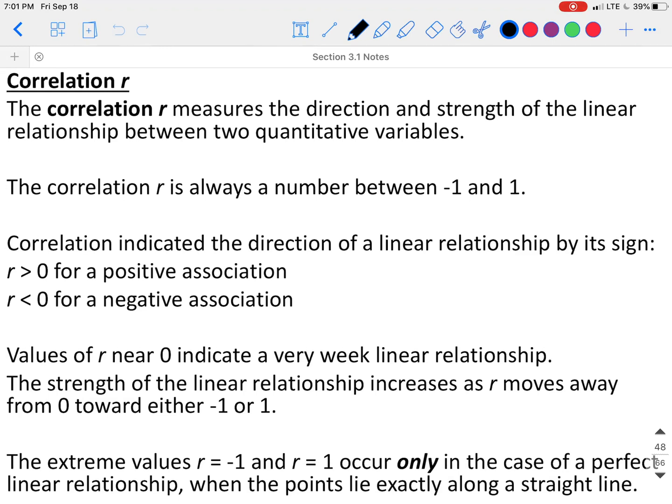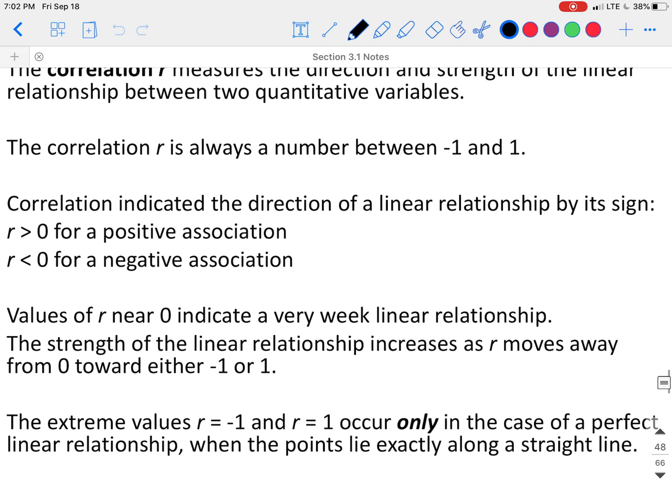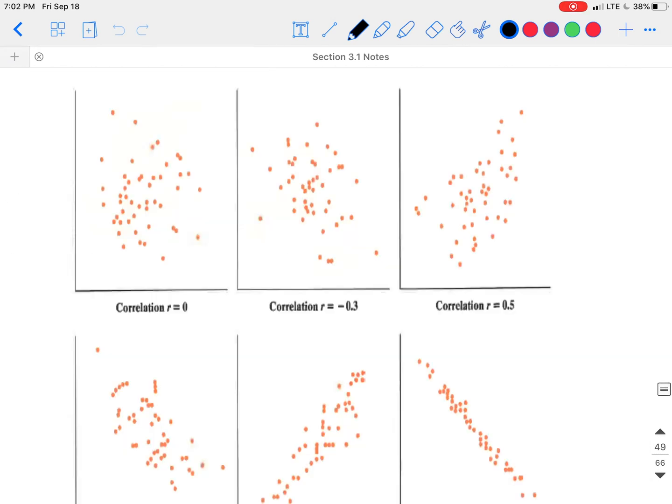If your R value is greater than 0, then this means your data values have a positive association. And if R is less than 0, you have a negative association. Values of R near 0 indicate a very weak linear relationship. And the strength of the linear relationship increases as R moves farther away from 0 and closer towards either -1 or +1. The extreme values of R equals -1 or R equals 1 occur only in the case of a perfectly linear relationship, when the points lie exactly on a straight line.